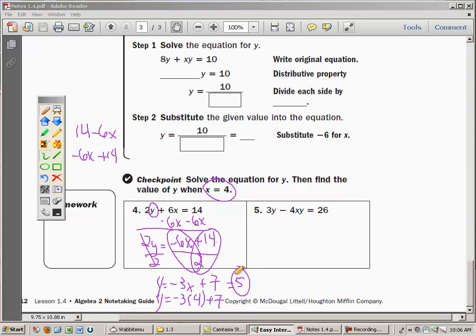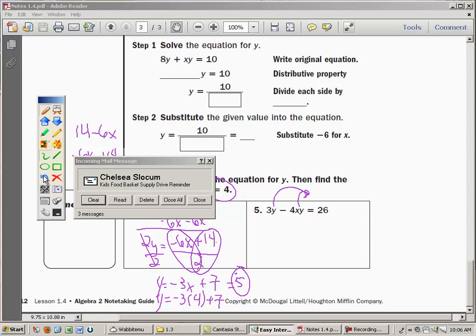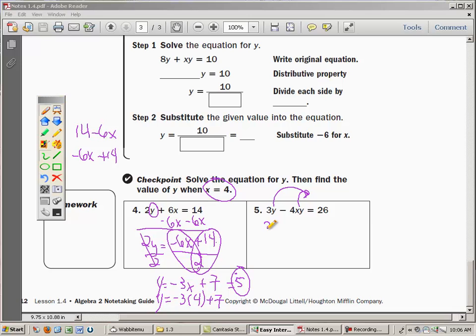And then finally, for the last example here, this is one of those where we have to undistribute or factor a y out of both terms. So in this case, what you're going to do is say we're going to have y times 3 minus 4x, and we're going to just undistribute or take out a y. If I take a y out of 3y, that leaves 3. If I take a y out of negative 4xy, it leaves negative 4x. From there, we're going to divide both sides by 3 minus 4x. And again, it's not the cleanest formula in the world, but y equals 26 over 3 minus 4x.